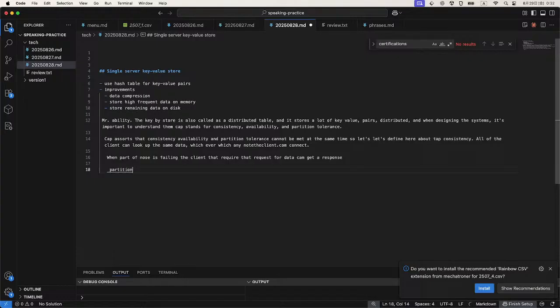Partition tolerance. A partition means the connection between two nodes failed. And partition tolerance means even if there is a network partition, the system can continue to work.